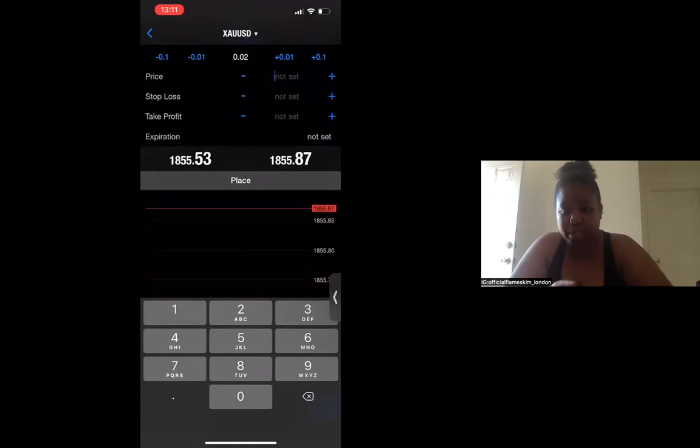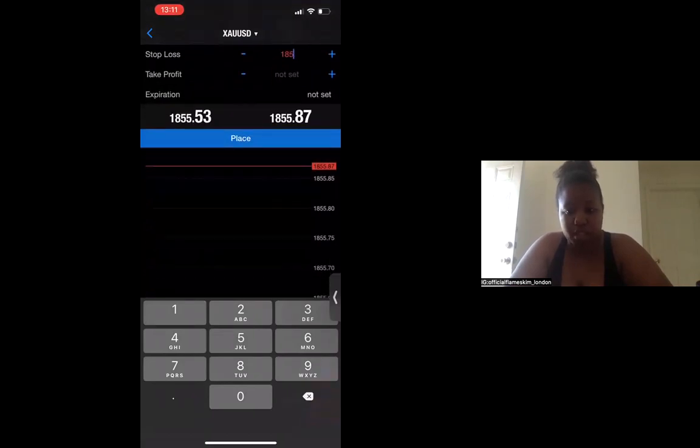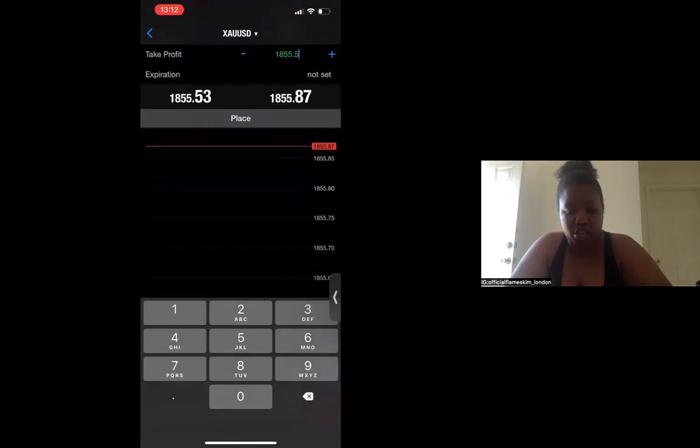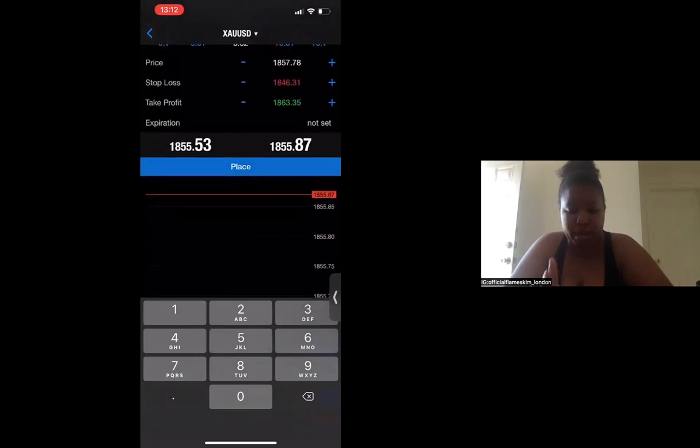You're going to put in where it says entry, right? So entry would have been 1857.78. It's still coming up. So that's the price right there for entry. Stop loss is going to be 1846.31, and then for take profit, you're going to choose one take profit, guys, right? Choose one take profit. I would go for 1863.35, right? And I'm going to press place.